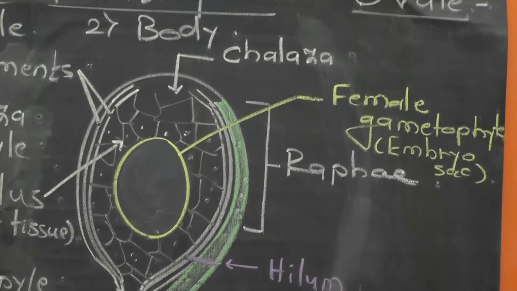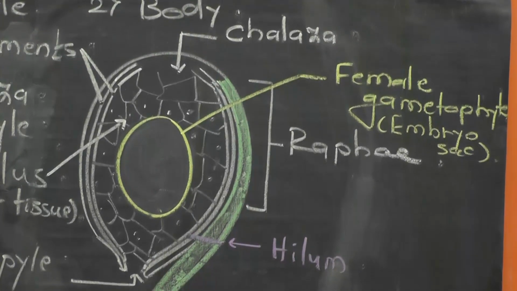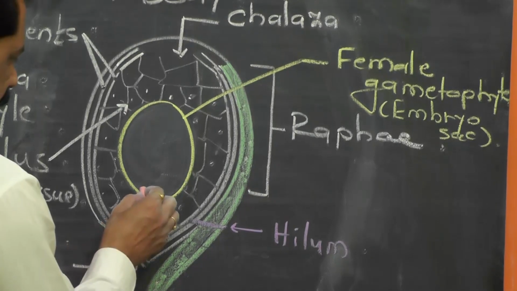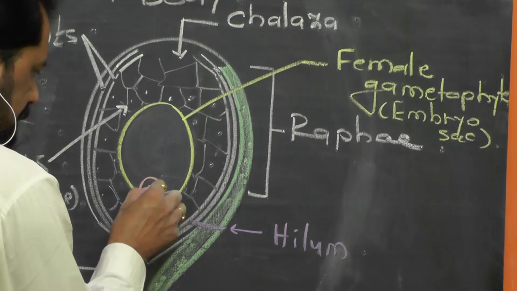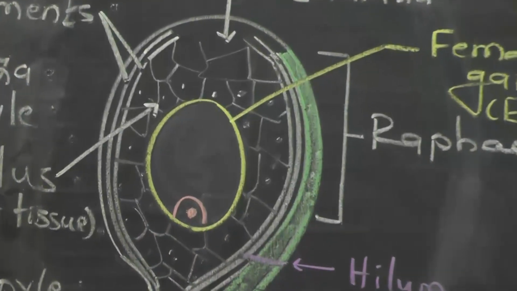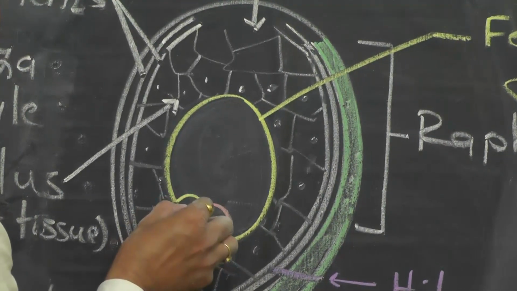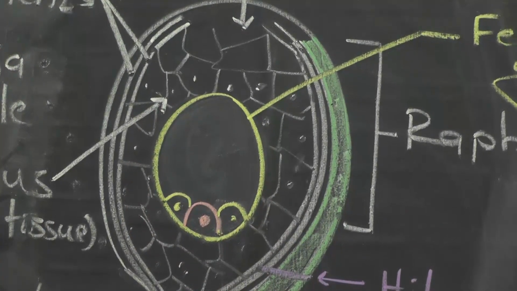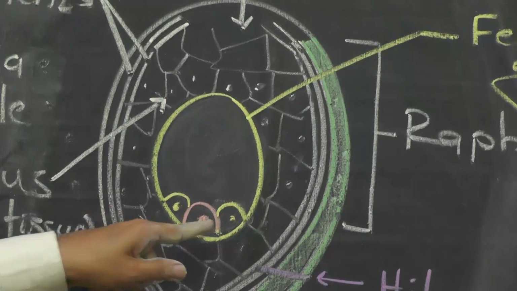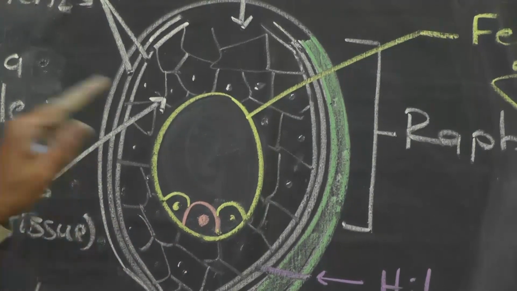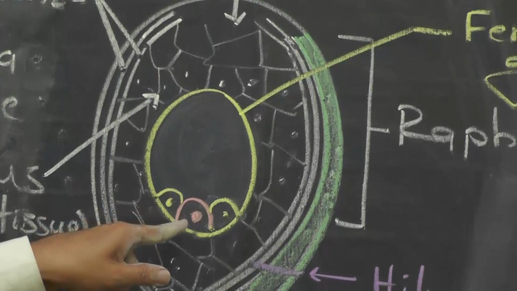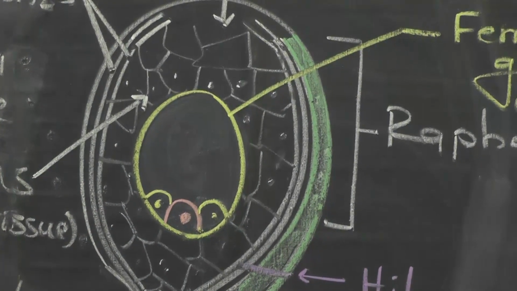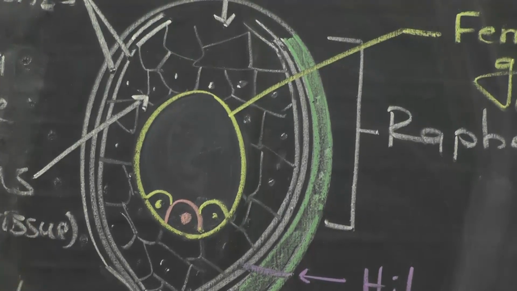See, the first structure is the egg apparatus. Let me show in the diagram. You can see, here I have shown three cells together constituting the egg apparatus. These three cells together constitute the egg apparatus. This group of three cells is collectively called egg apparatus.